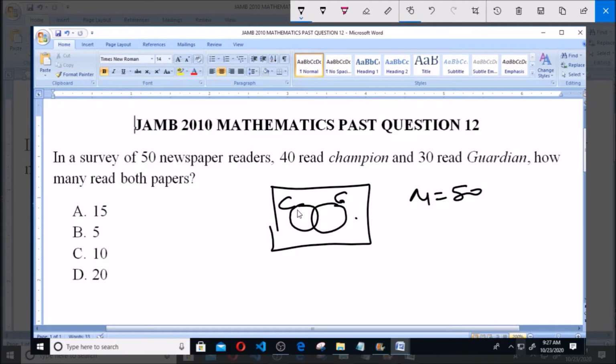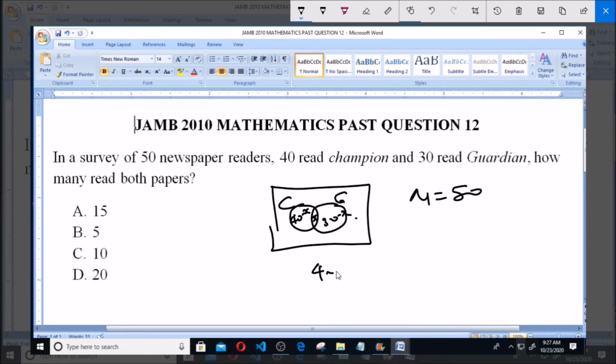Now out of those that read Champion and those that read Guardian, some read both papers, as some read both Champion and Guardian. Let's call those X. So we can now say, since those that read Champion is 40, here is 40 minus X, and those that read Guardian is 30, we can now say 30 minus X. So now when we sum up all this, it will give us 50, which is the universal set.